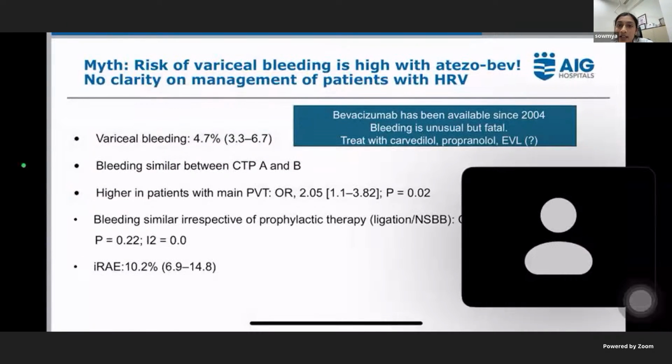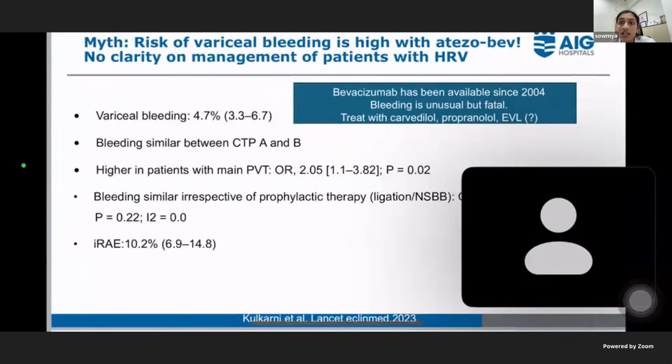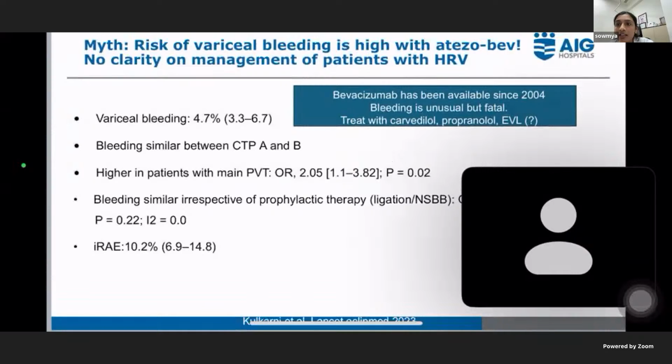And next is whether immunotherapy causes risk of variceal bleeding and how to manage patients with tumor thrombosis. So bevacizumab, as we all know, has been available since 2004, and bleeding is unusual, but it's not fatal. And patients with varices can be treated either with non-selective beta blockers like propranolol or carvedilol or EVL. So variceal bleeding is seen in 4 to 7% of patients with atezolizumab therapy, and bleeding is similar between Child A and Child B categories of patients.